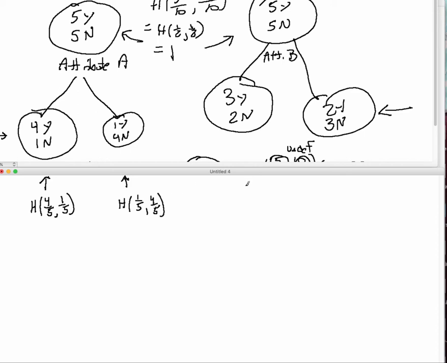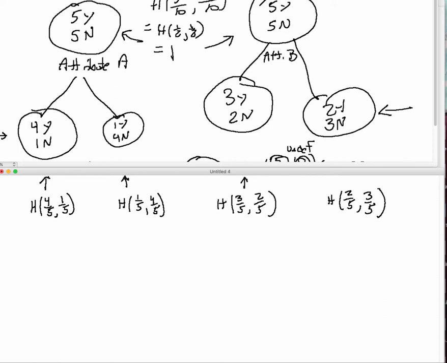And I come over here, and the entropy of this node over here, and I'm referring to this node, is going to be H of 3/5, 2/5. And the entropy of that one over there is going to be H of 2/5, 3/5. Now, like I said, I need some way of encapsulating the total entropy of this entire row here.